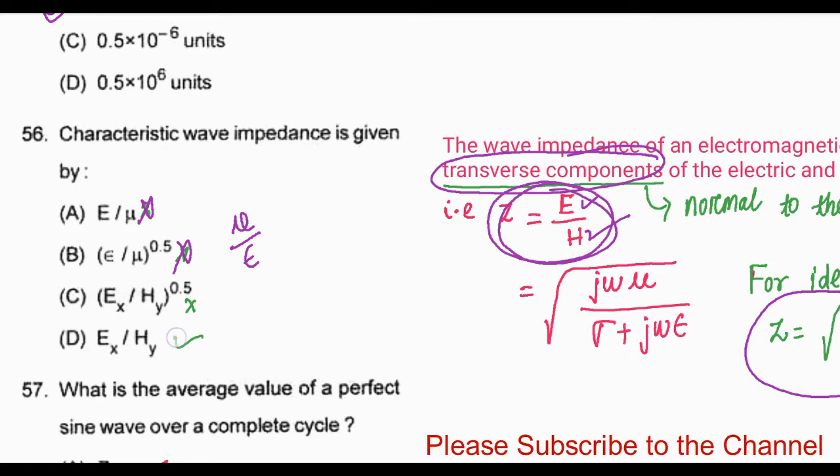So Ex by Hy, that means E has the X component and H has the Y component, because E and H are already normal to each other. So normal to both E and H will be in the opposite direction. So E has the X component and H has the Y component. If this is given like Ex by Hx, this is also a wrong answer.